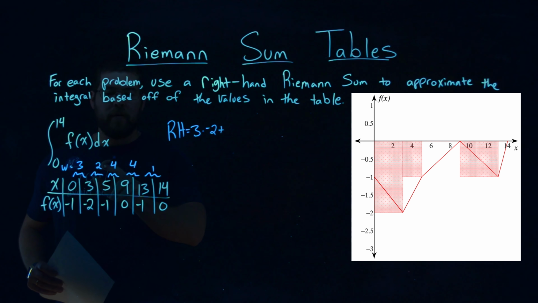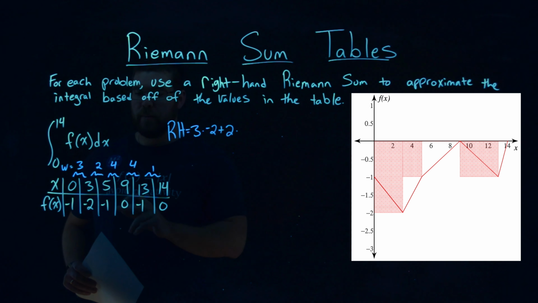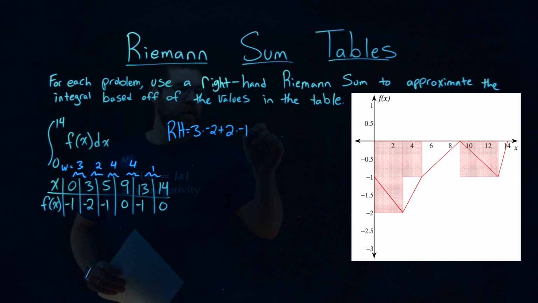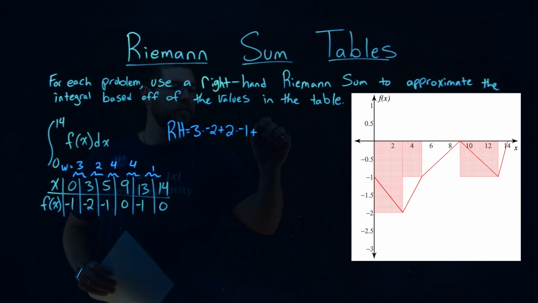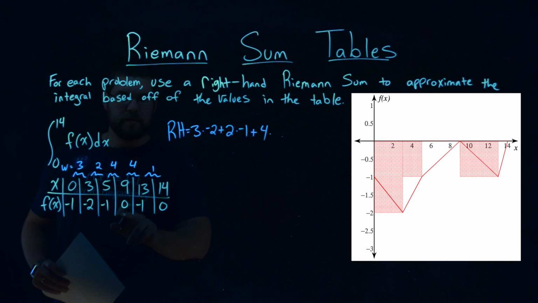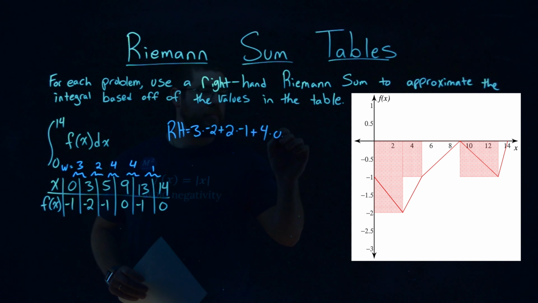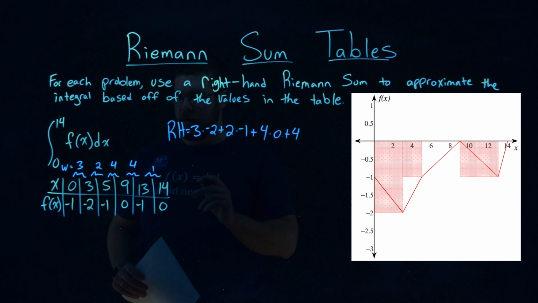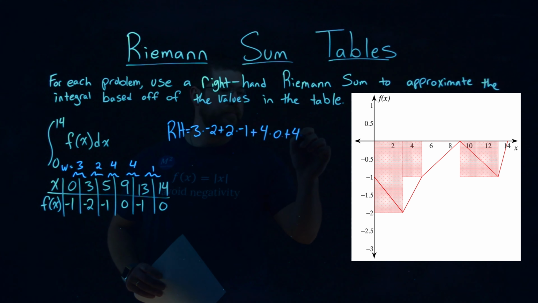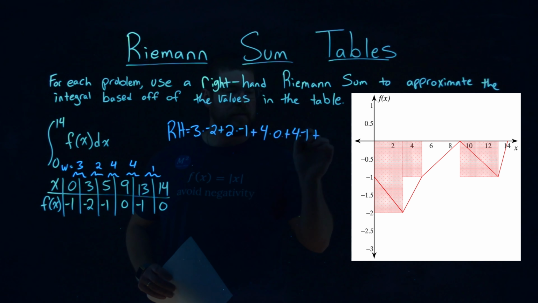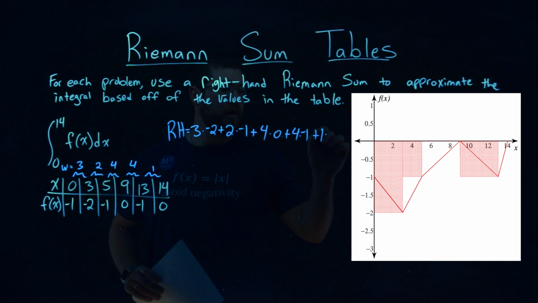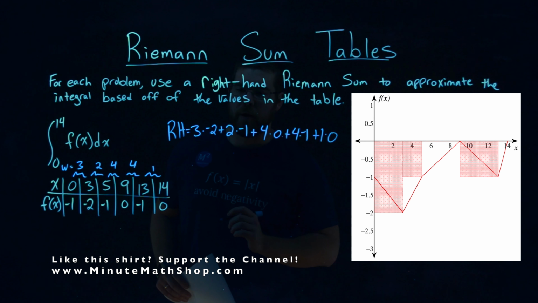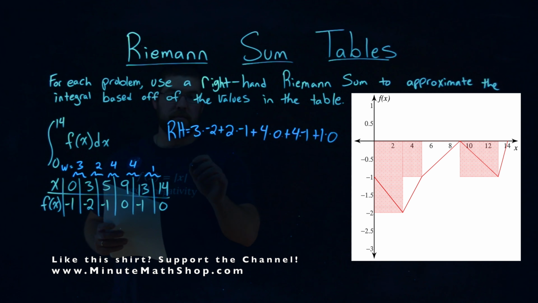Next one. We have a width of 2, multiplied by the right part of the rectangle, height negative 1. Plus a width of 4 is next, times its height 0, right hand side. Plus width again of 4 times its height negative 1. Then plus, lastly, a width of 1 times its height, which is 0. Okay? Alright. So now we just have to simplify this.